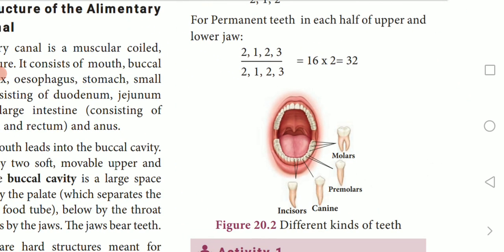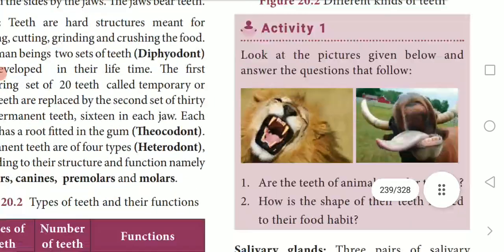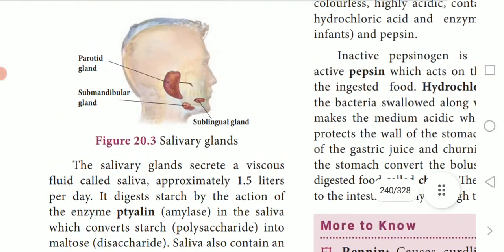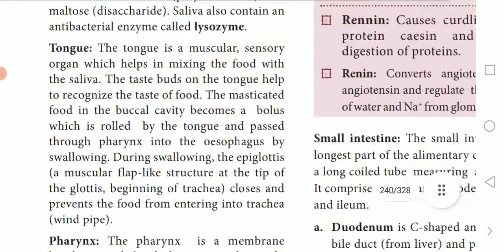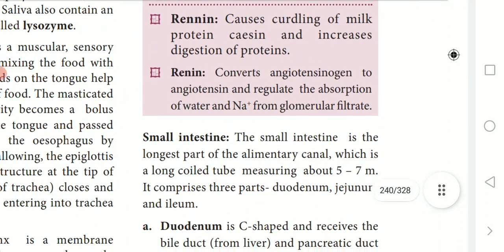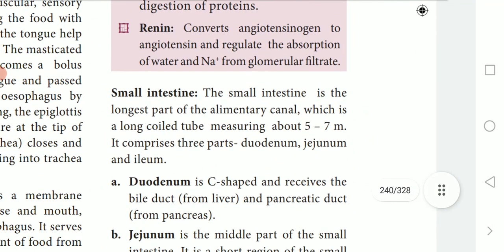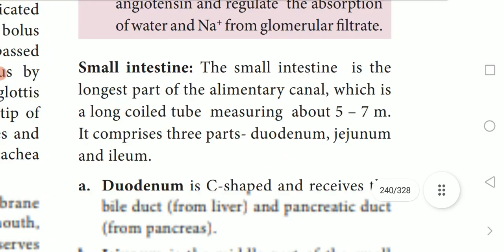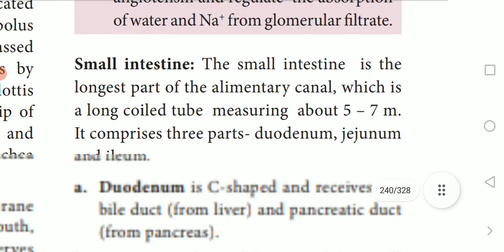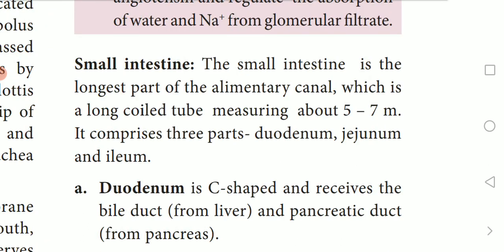In the last video class, we saw the human digestive system. The parts of the alimentary canal we have completed are the mouth and the teeth. I'll show you the teeth here.